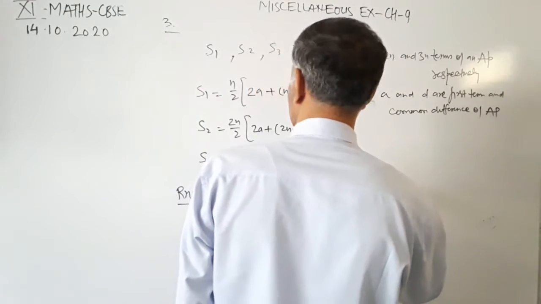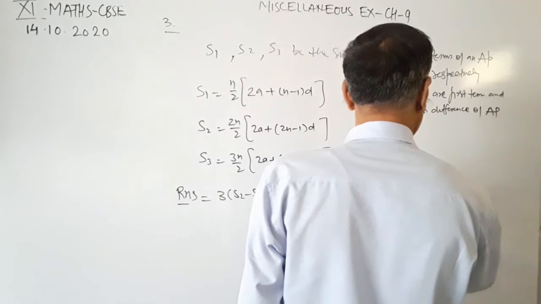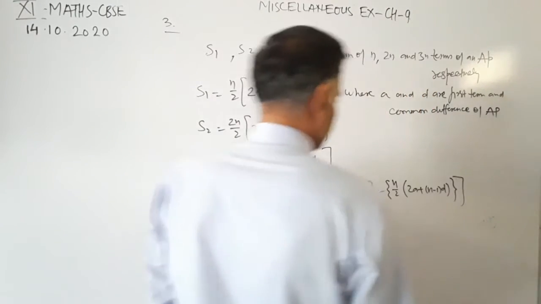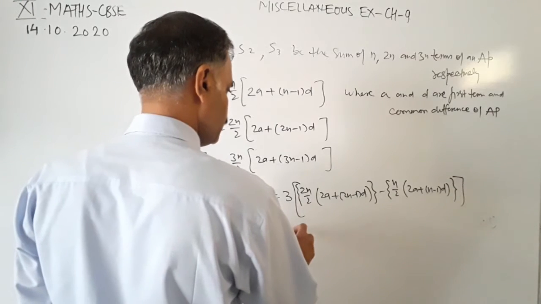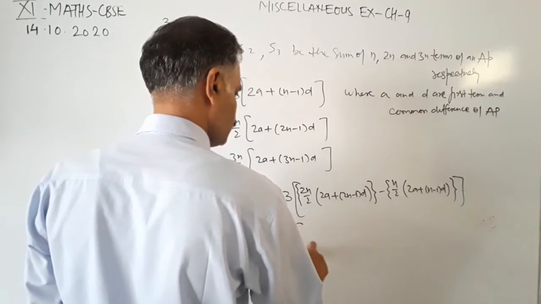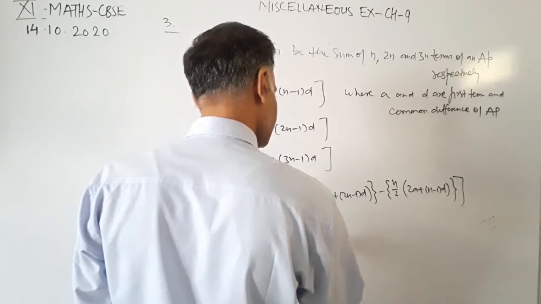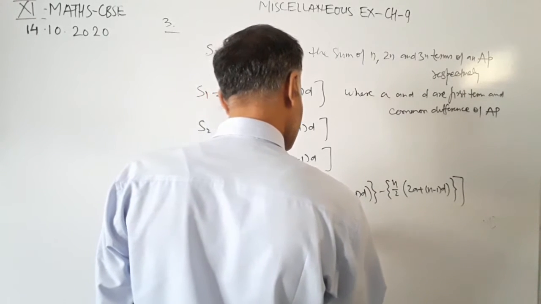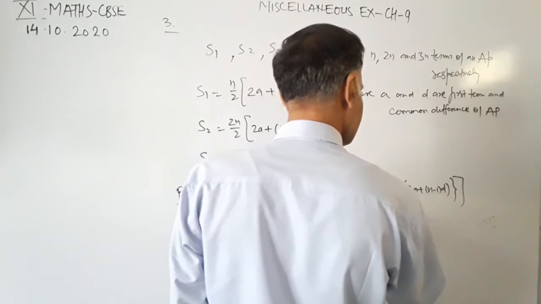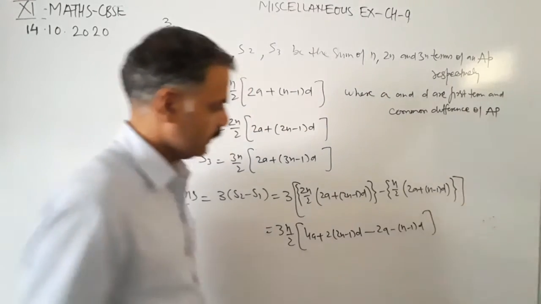S2 minus S1. S1 is n by 2, 2a plus n minus 1 into b. Okay. So solving this, we will have 3, taking n by 2 common, n by 2. We will have 2 into 2a, 4a, plus 2 into 2n minus 1 into b, minus 2a minus n minus 1 into b. Okay.